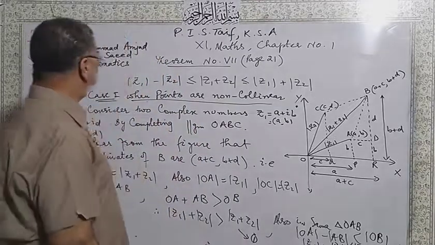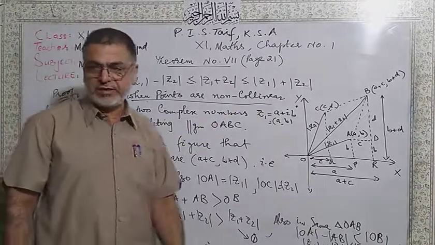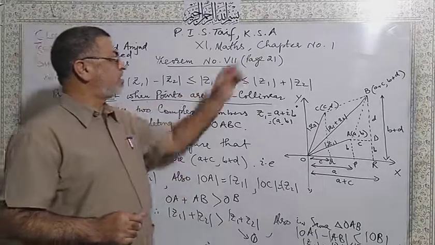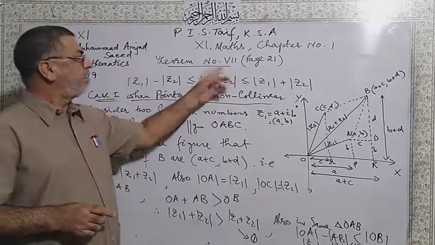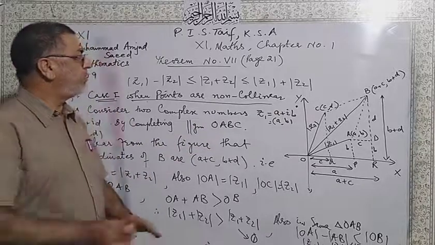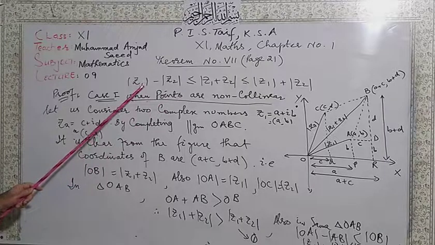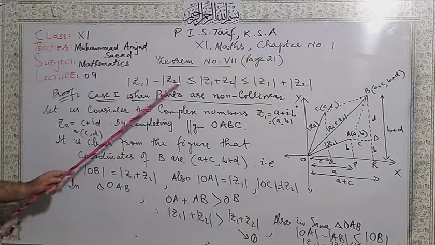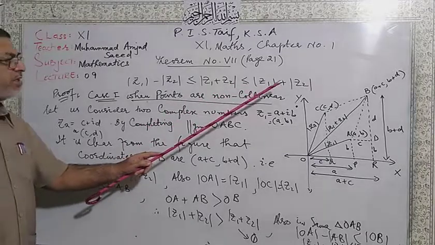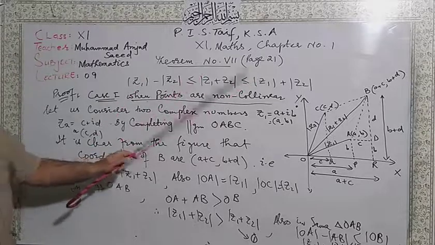Today we will continue our lecture number 9 from first year mathematics. This is chapter number 1. Last time we were having the theorems on page 21 and theorem number 7 was left. So today we have: | |z1| - |z2| | is less than or equal to |z1 + z2|, which is less than or equal to |z1| + |z2|. We have to prove this result.